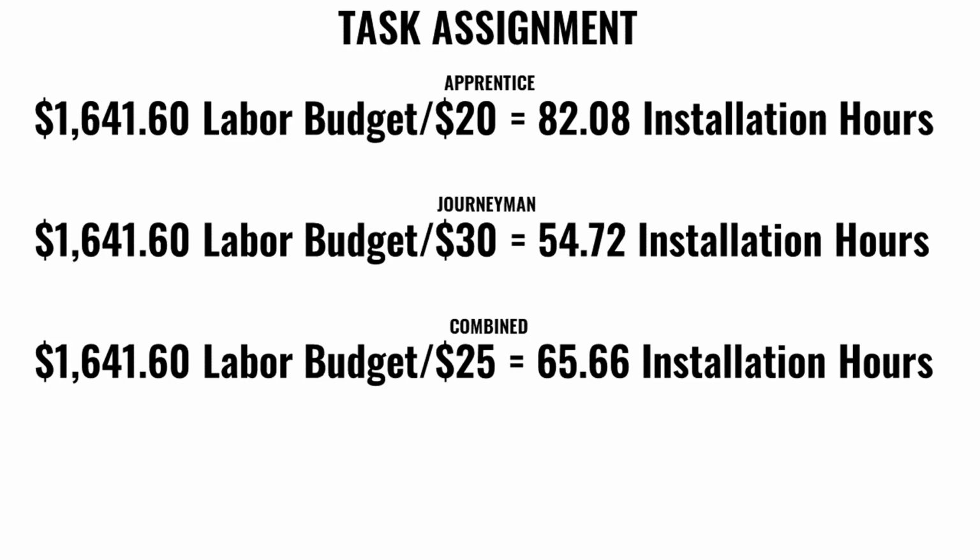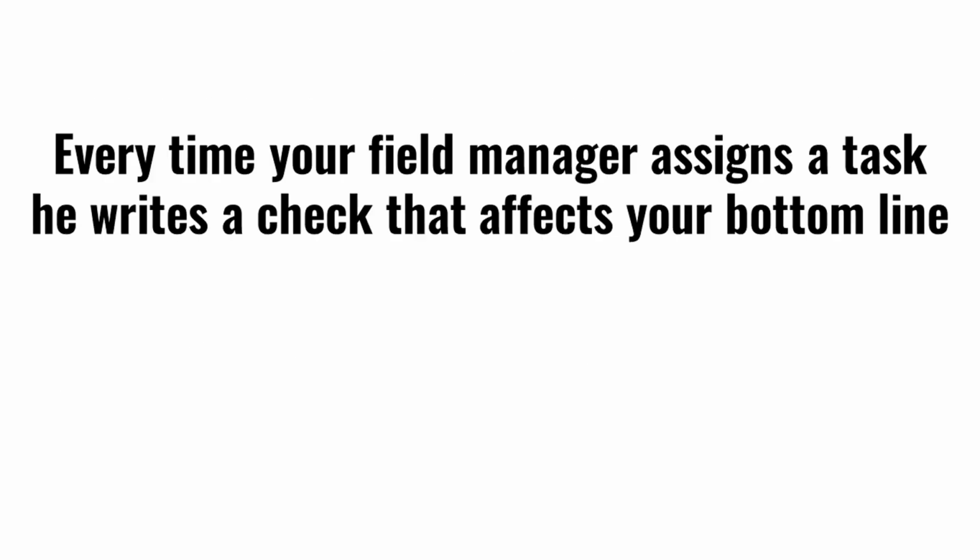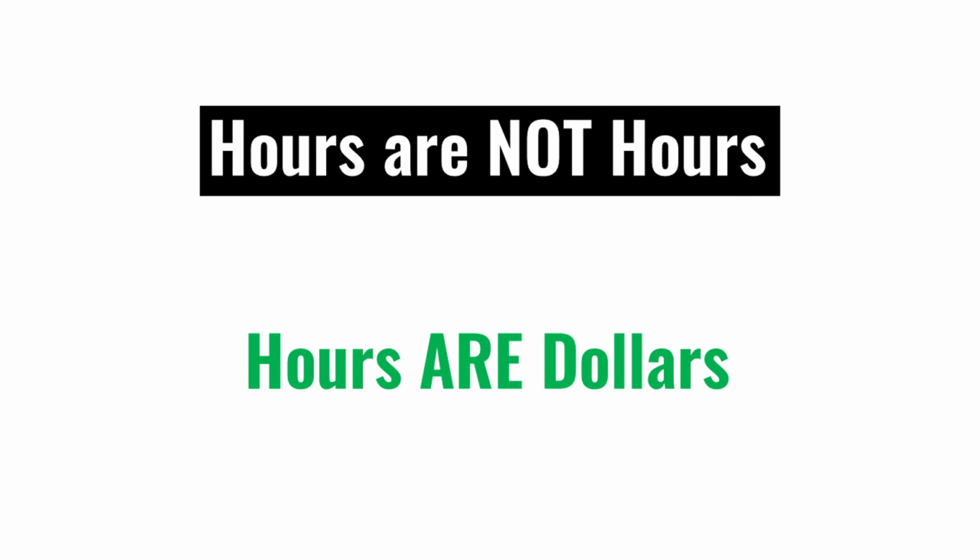If we divide our labor budget by the wage of a journeyman, that journeyman can only spend 54.72 hours on that task in order to complete it profitably. If we combine their wages and divide by their combined average labor rate, together they can work on that task for up to 65.66 hours and complete it profitably. Every time your field manager assigns a task, he writes a check that affects your bottom line. Hours are not hours. Hours are dollars.